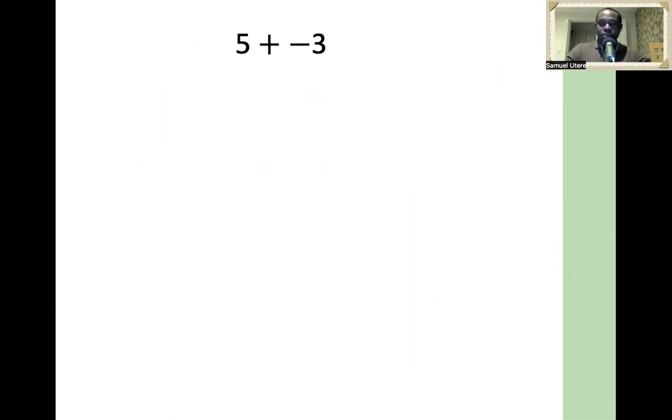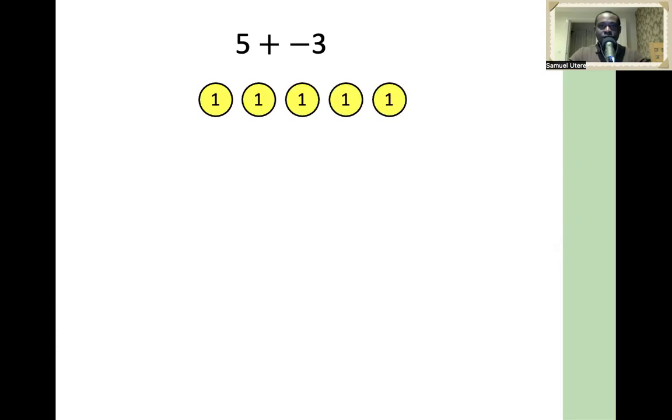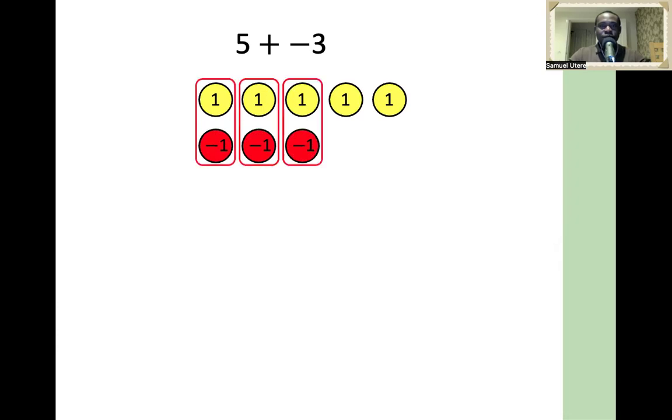Okay, if we want to do a calculation like this, what do you think the result will be? Well, if you think about representing the calculation using counters, this is what you get. So really quickly, you can identify the 0 pairs. You're just left with 2 positive counters, and your answer is 2.